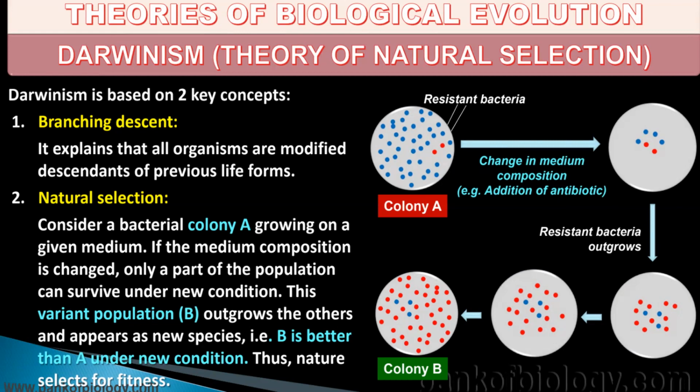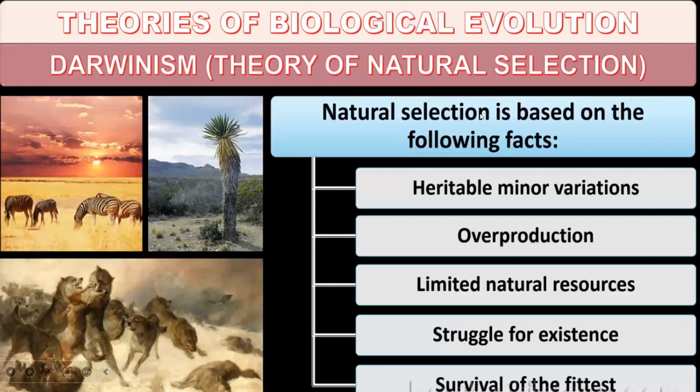Okay, let's go to the next slide. Here, natural selection is based on the following facts. He studied these five facts. First one is variation. Second is overproduction. Third one is limited natural resources. Fourth is struggle for existence. And last is survival of the fittest.